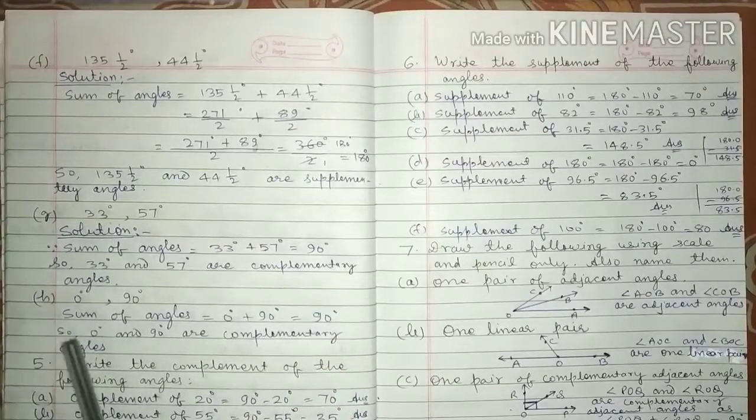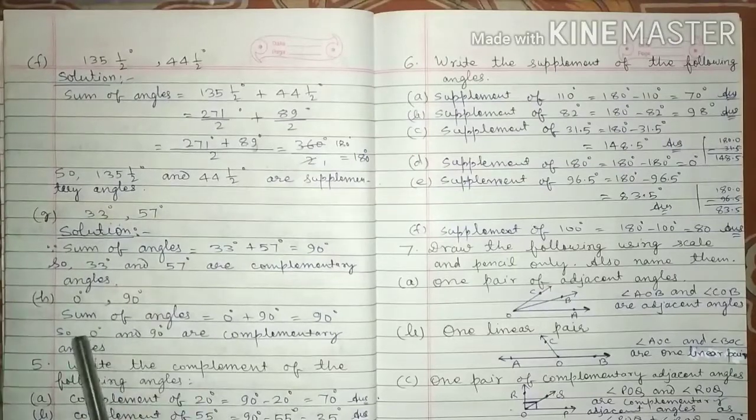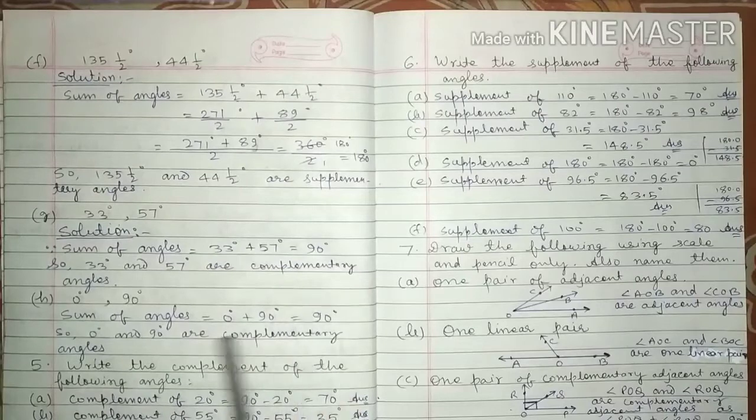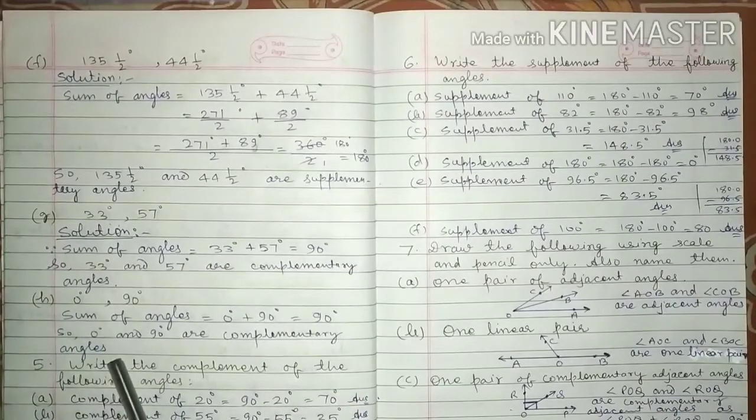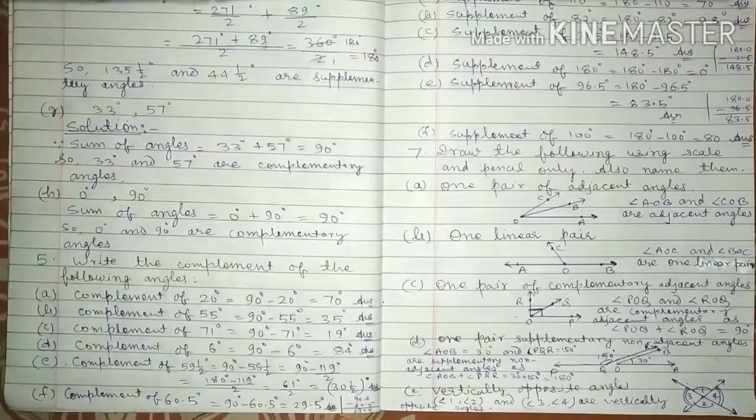Question number H. 0 degrees, 90 degrees. Sum of angles equals 0 degrees plus 90 degrees equals 90 degrees. So 0 degrees and 90 degrees are complementary angles. This is the answer of question number H.